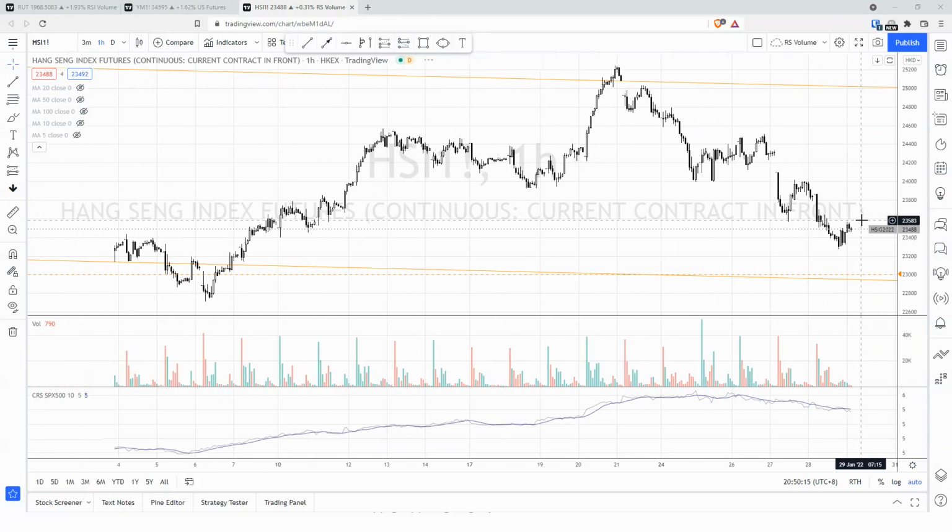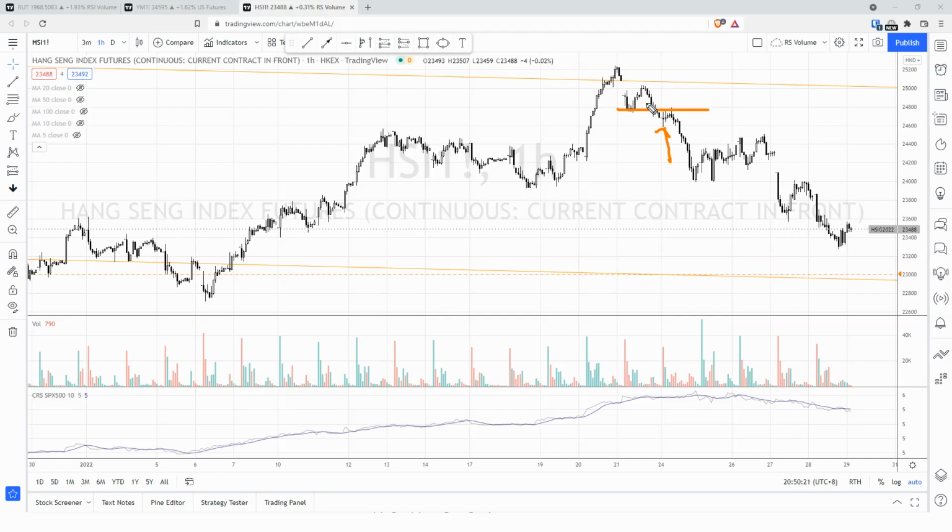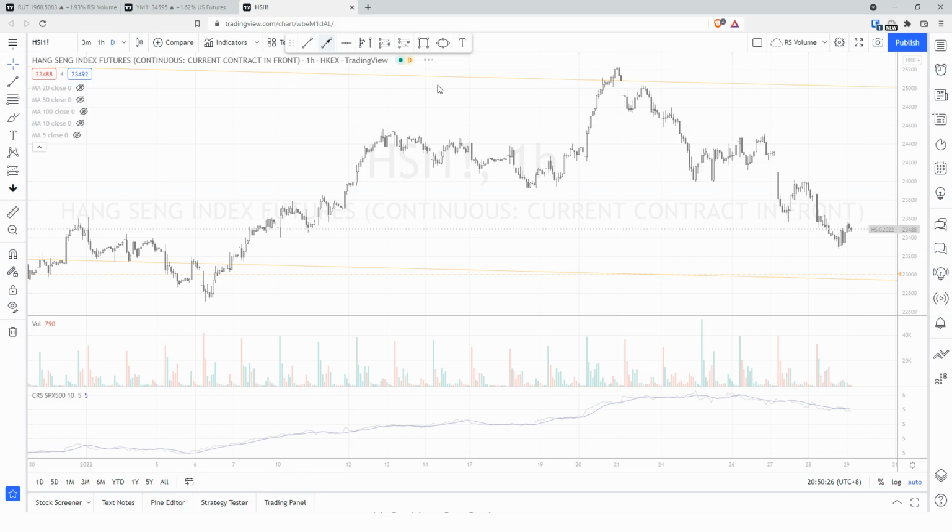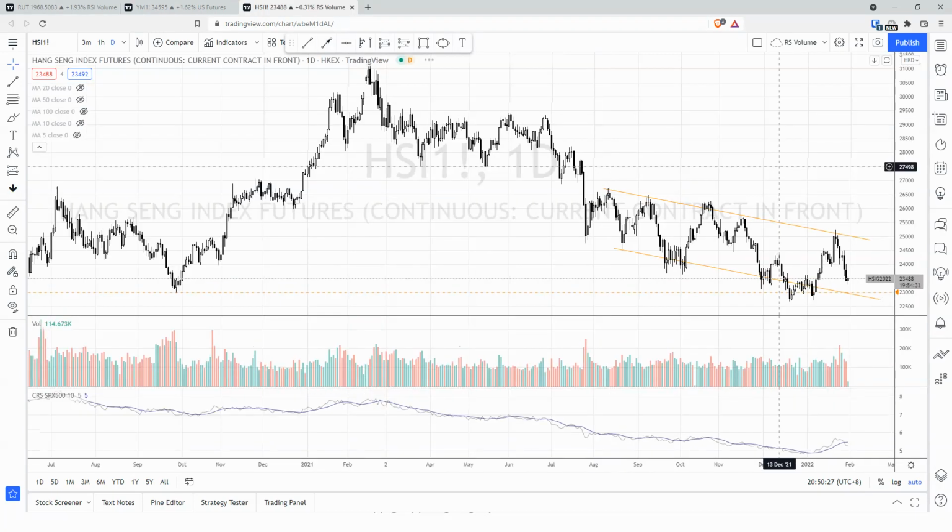So the entry is somewhere around here, right after it just broke below this, because overall the plan is quite simple. The plan is just based on this down channel. We got quite a few touches here, and this is the fourth touch, and we are seeing this as a buy low, sell high trade, like a range bound. So it just hit the top part of the trading range.